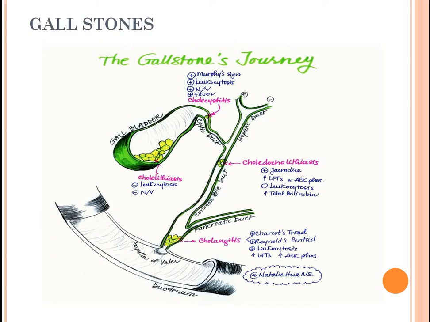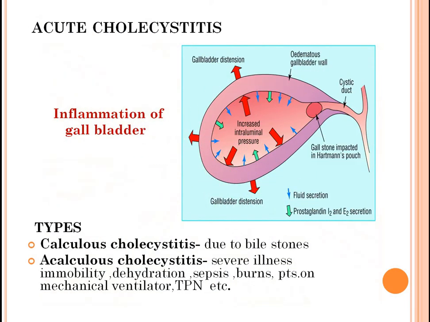Its main feature is Murphy sign with leukocytosis; nausea, vomiting and fever are the other features. The stone may travel and get stuck at the common bile duct. That is choledocholithiasis. The main feature is jaundice because of obstruction of bile by the gallstone. Then it may again come down and get stuck at the ampulla or pancreatic duct. Then it causes two important features, Charcot triad and Reynolds pentad. It causes inflammation of the bile duct, that is cholangitis.